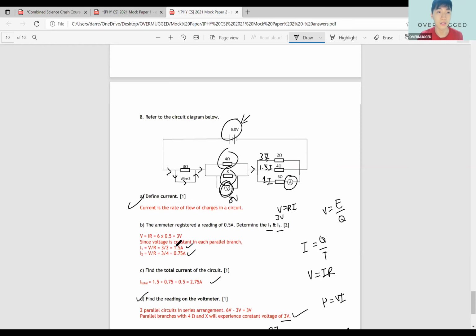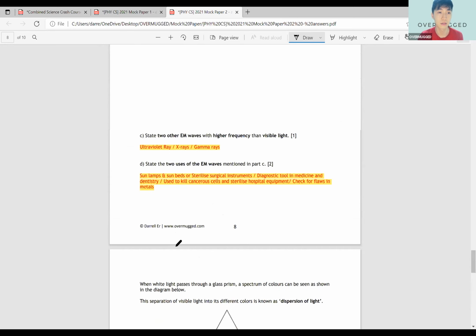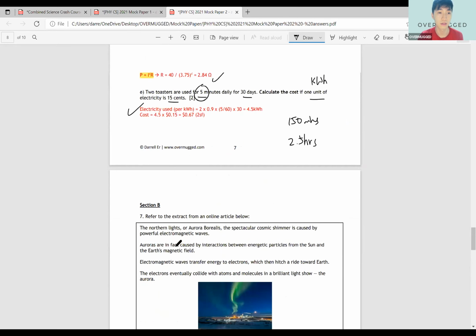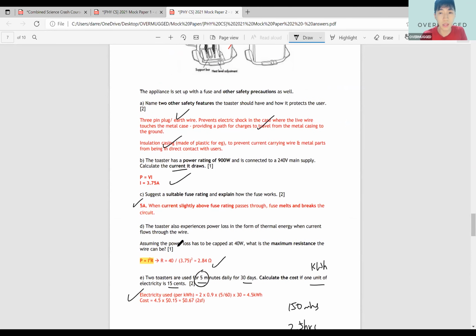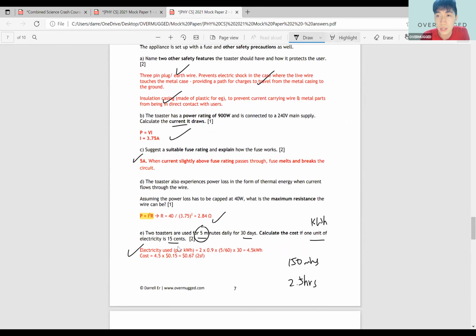Okay, 6D. If you take a look at 6D, we know that when current passes through a wire, there will be some power loss in the form of heat, right? But what we want to do is ensure that the power loss does not exceed 40 watts. So if we need to cap it to 40 watts, we use the formula I squared R. We know our power, which is 40.